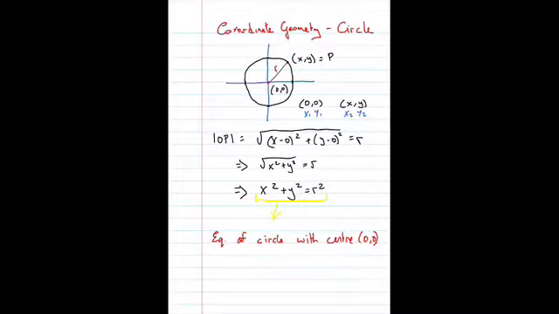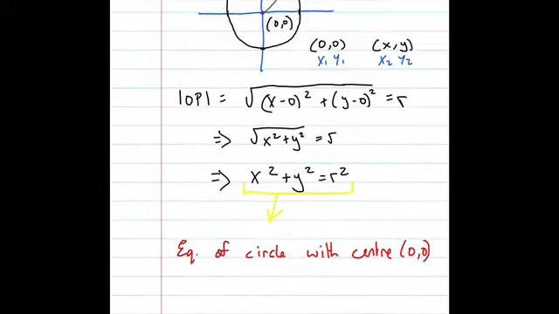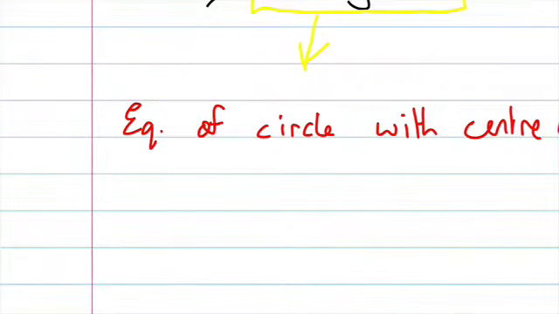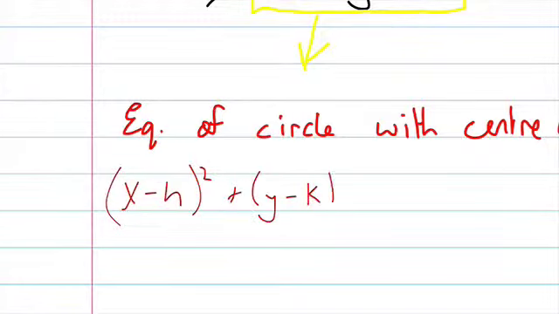That's on page 19 of the log tables. Now you might see something like this, x minus h, all squared, plus y minus k, all squared. Did you ever see that? Do you know what that means? So we have x minus h all squared, plus y minus k all squared, equals r squared. That's the formula.